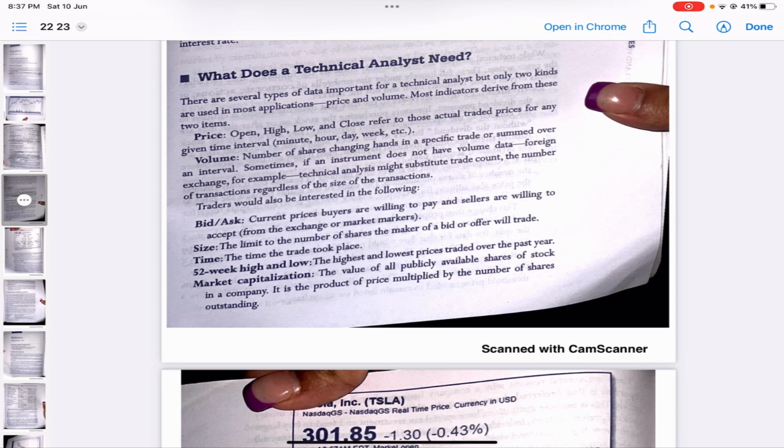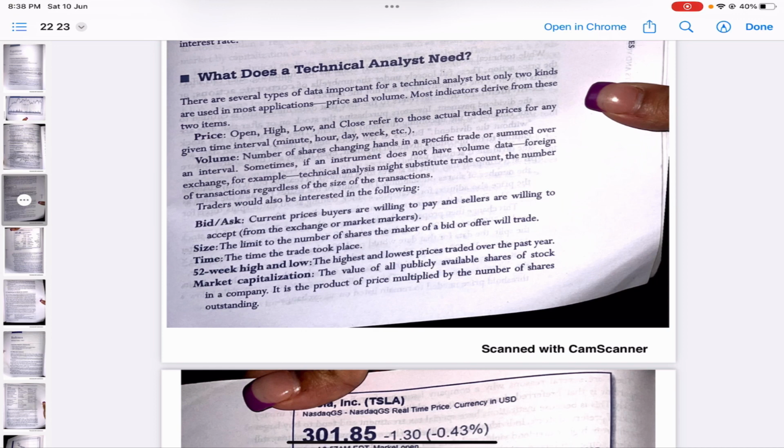Alright, what does a technical analyst need? A technical analyst needs price: open, high, low, close; volume, the number of shares which are changing hands; bid or ask, the current prices buyers are willing to pay, that is bidding, and the sellers are willing to accept, so they are asking. Size, the limit or the number of shares the maker of the bid or offer will trade. Time, what time did the trade take place?